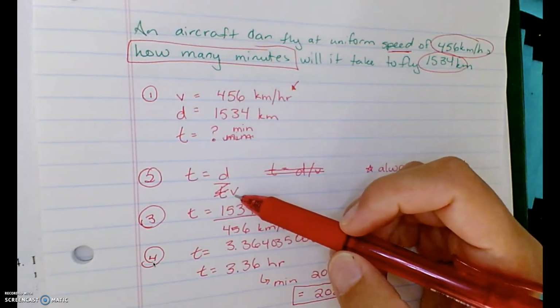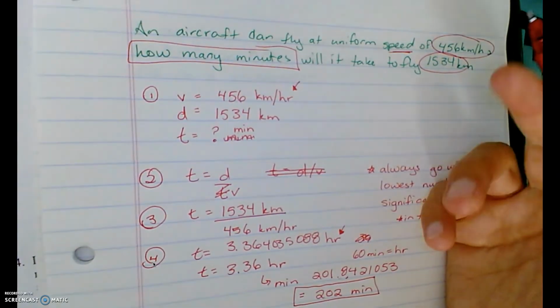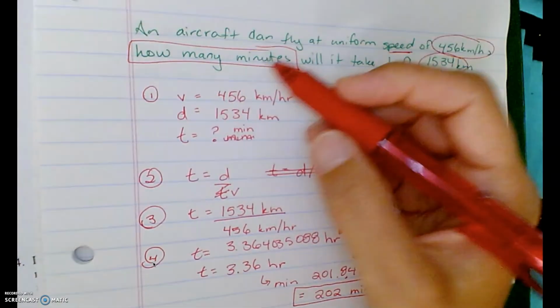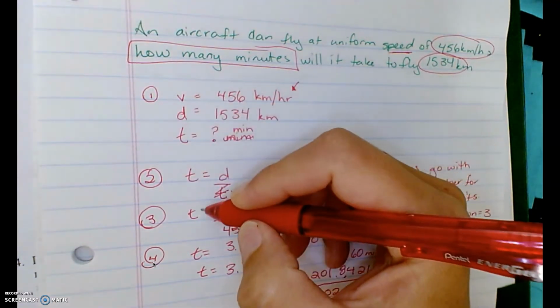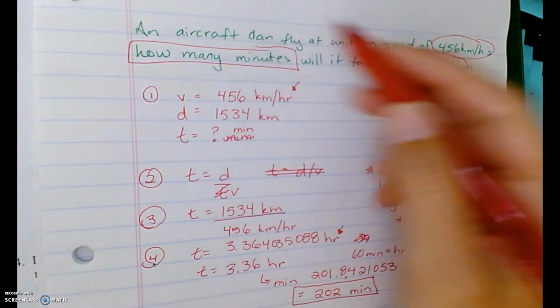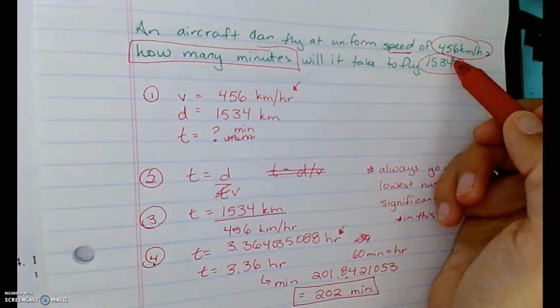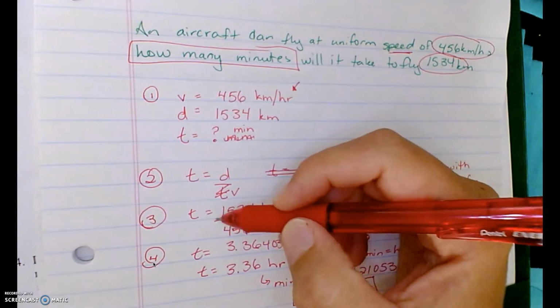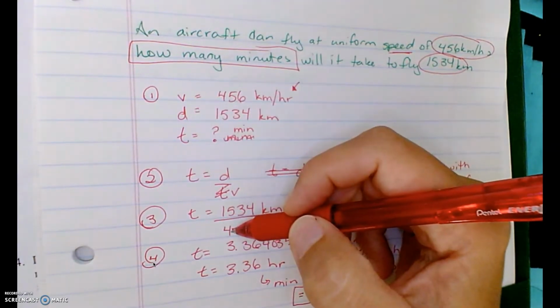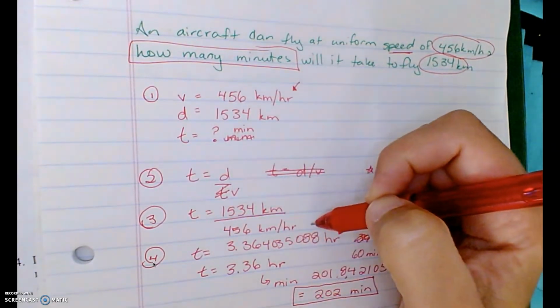Speed starting with a V, because speed should start with a V, sure, why not? Like vroom, vroom, vroom. So time was written in our variables here from the question: 1,534 kilometers divided by 456 kilometers per hour.